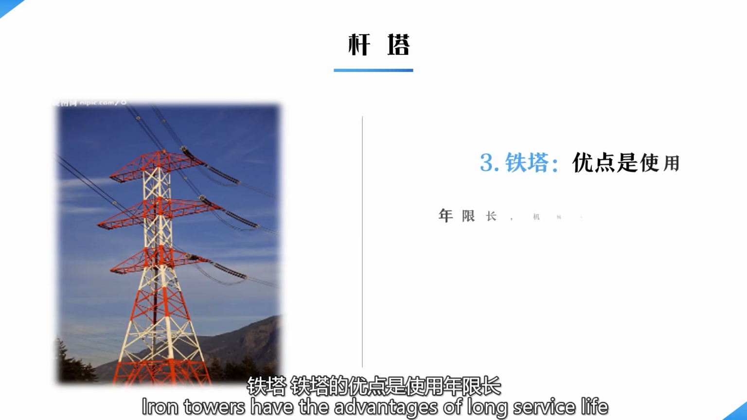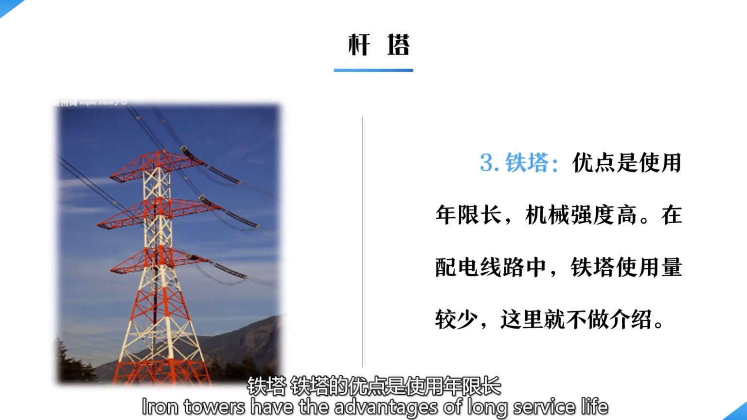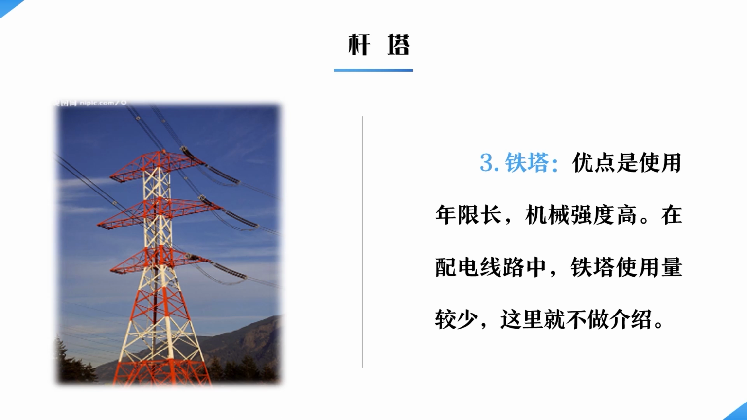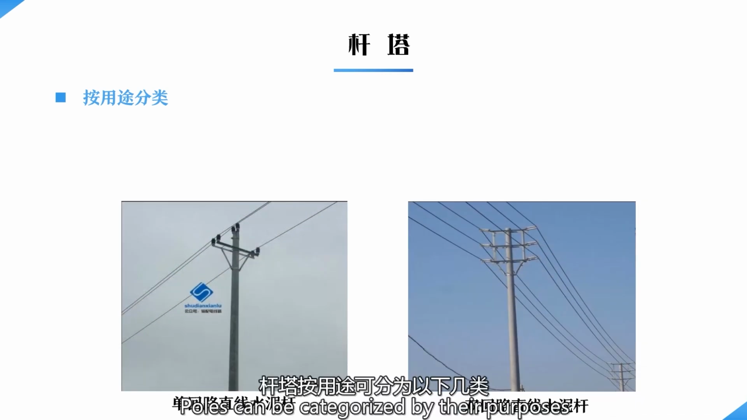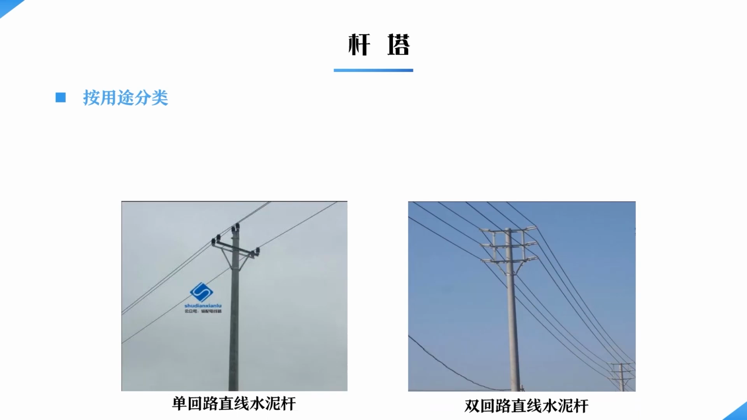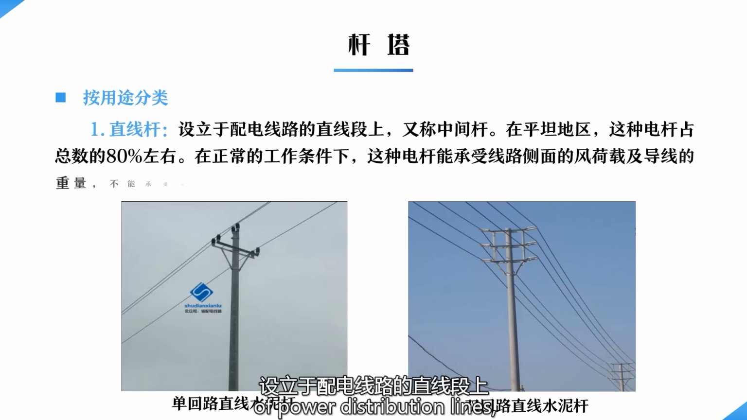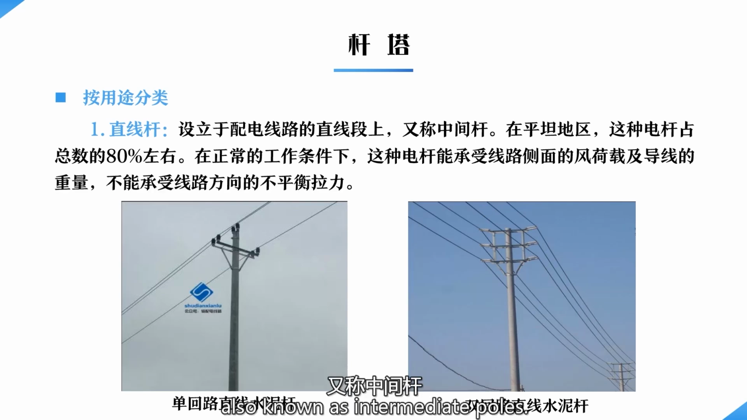Iron towers have the advantages of long service life and high mechanical strength. However, in power distribution lines, they are less commonly used, so we won't delve into them here. Poles can be categorized by their purposes into several types. Straight poles are set up along straight sections of power distribution lines, also known as intermediate poles.